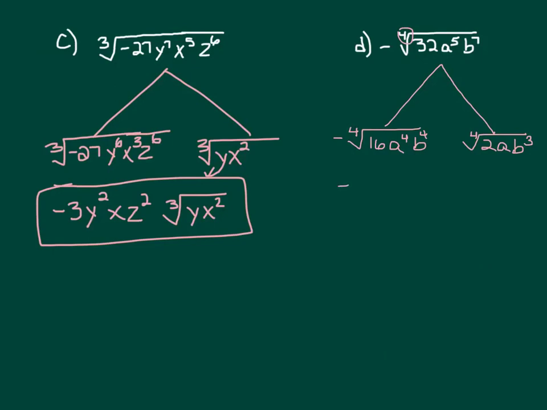So all of this side is going to come out of the radical because it's perfect fourths. So 2 times 2 is 4, times 2 is 8, times 2 is 16. So the fourth root of 16 is 2. And then the fourth root of a to the 4th is just a, and the fourth root of b to the 4th is just b. So negative 2ab times the fourth root of 2ab cubed.